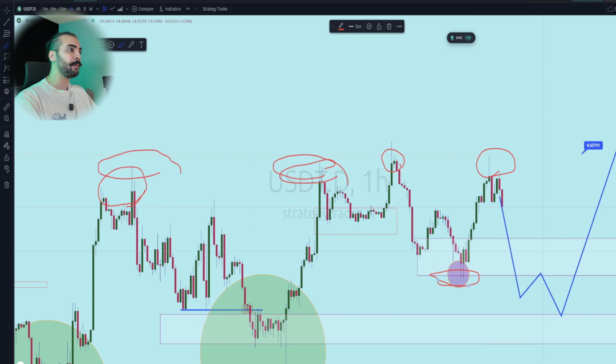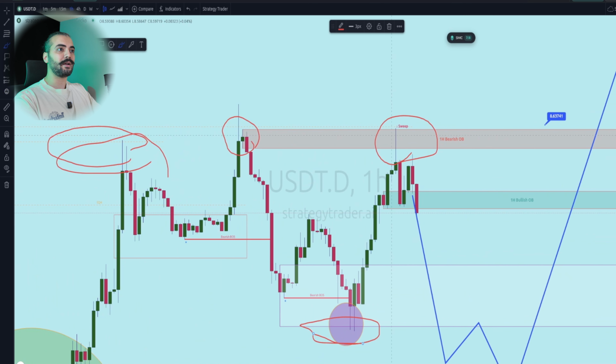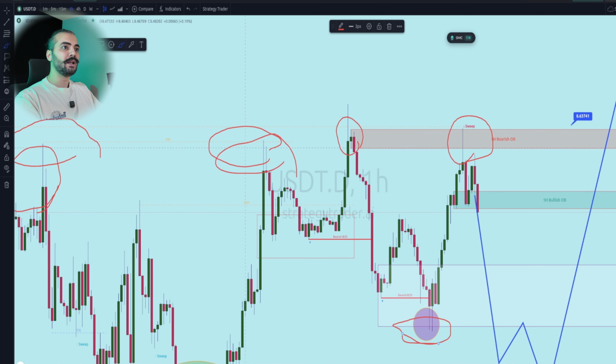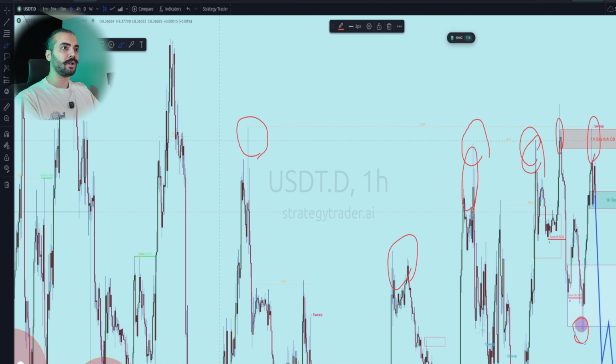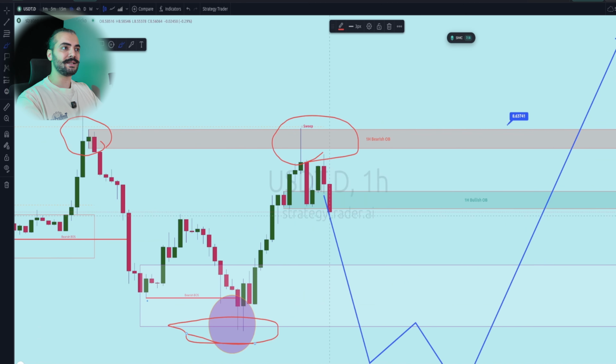On the hourly time frame, we can see that we are making one sweep above this and also an equal high. It's a little bit hard to see, but as you can see, there is this equal high. It's the same thing from that order block, okay? It's the same thing.